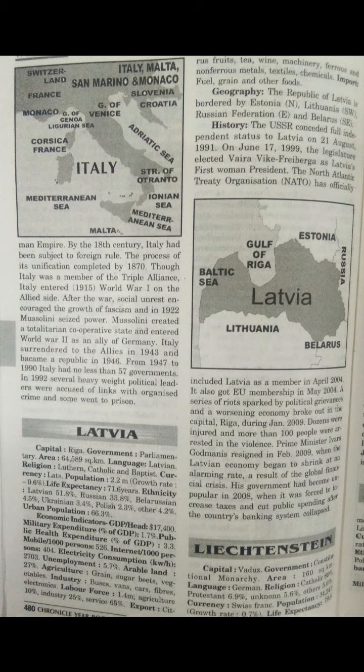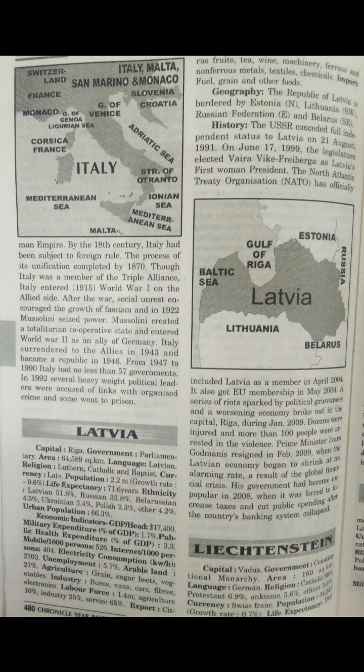Italy surrendered to the Allies in 1943 and became a republic in 1946. From 1947 to 1990, Italy had no less than 57 governments. In 1992, several heavyweight political leaders were accused of links with organized crime and some went to prison. The next country is Latvia.